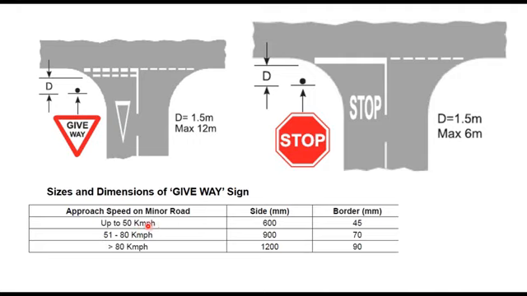Up to a speed of 50 km per hour, the side will be 60 centimeter, that is the side of the equilateral triangle here, and this border will be 45 millimeter. And for a speed of 80 km per hour, this side of the triangle will be 1.2 meter and the border will be 90 millimeter.